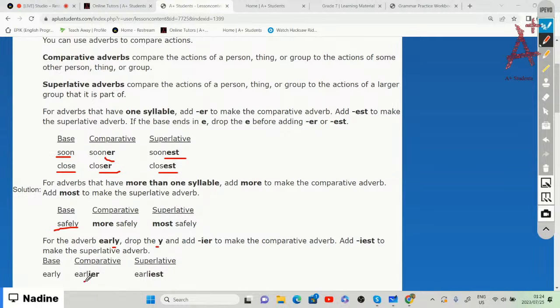And there we have the examples. As you can see, the Y has been dropped. There's no Y. We just added the IER to the comparative, and we added the IEST to our superlative form.